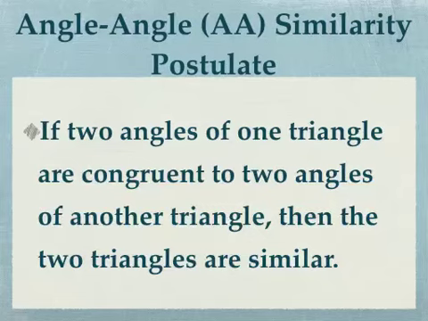The angle-angle similarity postulate says if two angles of one triangle are congruent to two angles of another triangle, then the two triangles are similar. This is a similarity postulate, not a congruence postulate, so I want to point that out. All that's saying is that the angles are going to be congruent and the sides are going to be proportional.